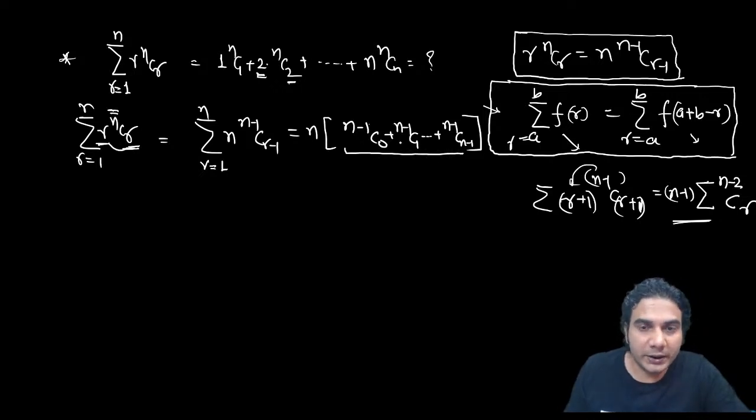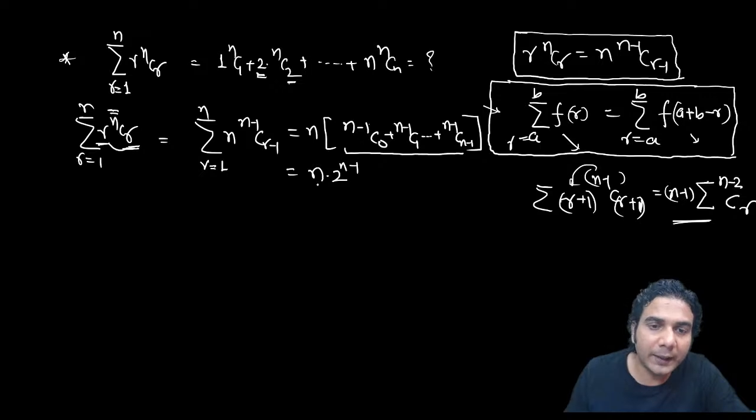We have just finished it. So nc0 plus nc1 plus nc2 was 2 raised to n. So n minus 1 c0 plus n minus 1 c1 up to n minus 1 c n minus 1 will be 2 raised to n minus 1, because we are just replacing. So what is the answer? n into 2 raised to n minus 1. So this is something which you need to remember. I'm writing this separately.